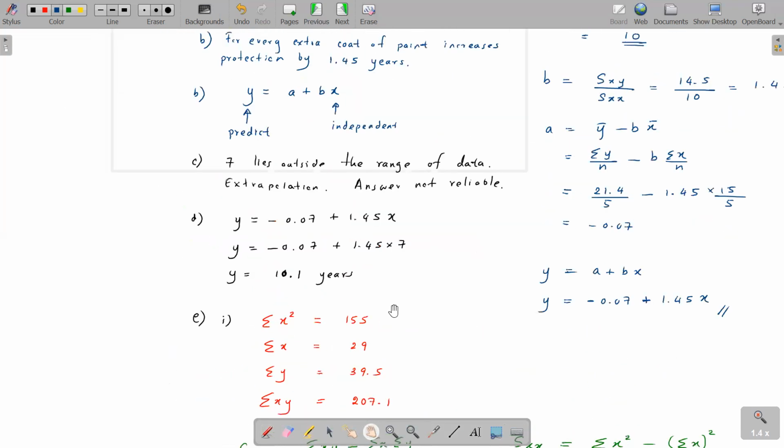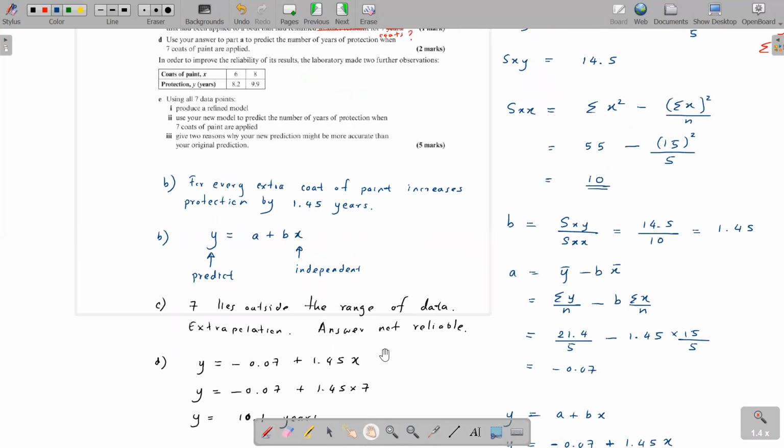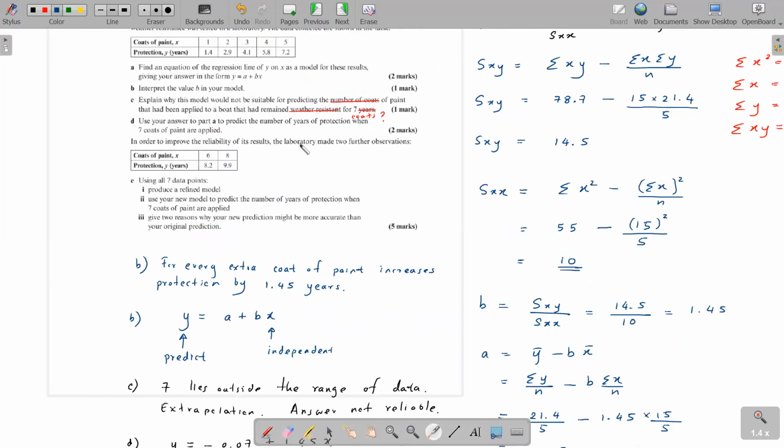Okay, so I think we have a few more parts. That's the answer for part 1, produce a refined model. Roman number 2: using your new model to predict the number of years of protection when 7 coats of paint are applied. So now they have corrected the question here. They are asking you to use this new model to predict the number of years of protection when 7 coats of paint are applied.